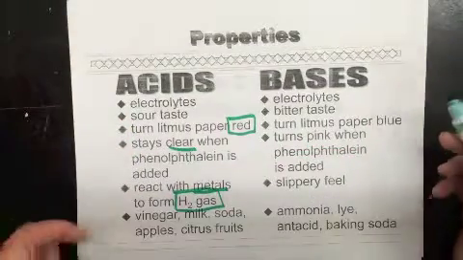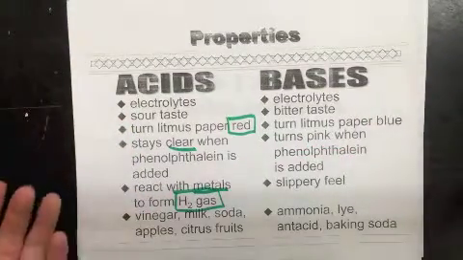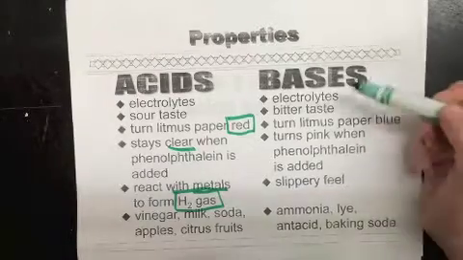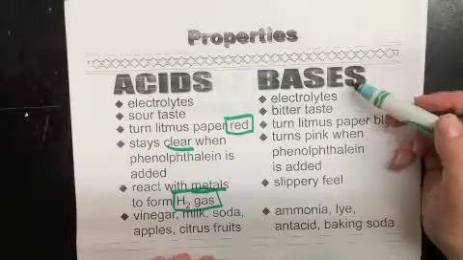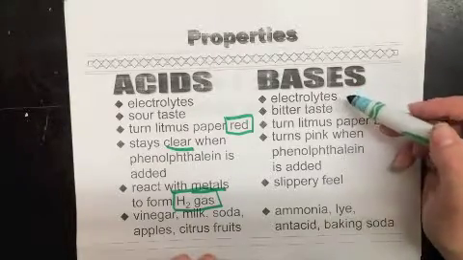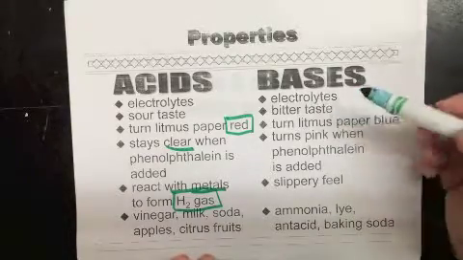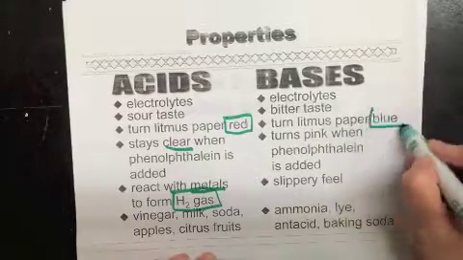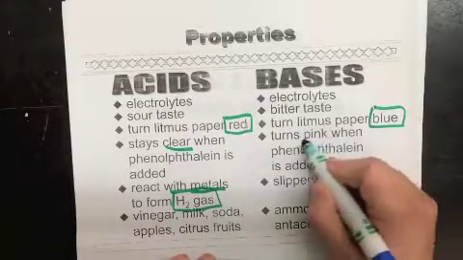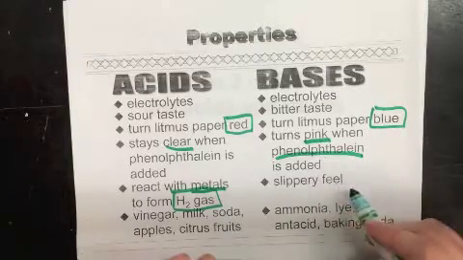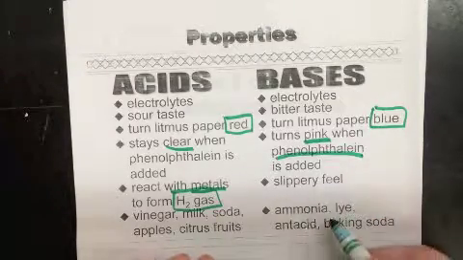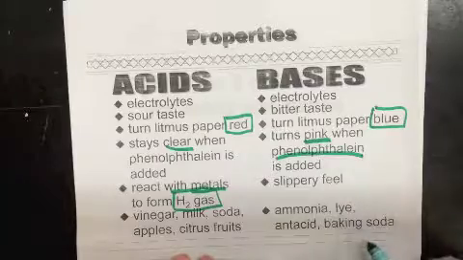The properties of bases are complete opposites, so if you can remember acids, you should be able to remember the bases. Now, bases also produce electrolytes, so when you dissolve them in water, they're going to form ions. They have a bitter taste, turn litmus paper blue, turn pink when you add phenolphthalein to them, and have a slippery feel when wet. Some examples: ammonia, lye, antacid, and baking soda.